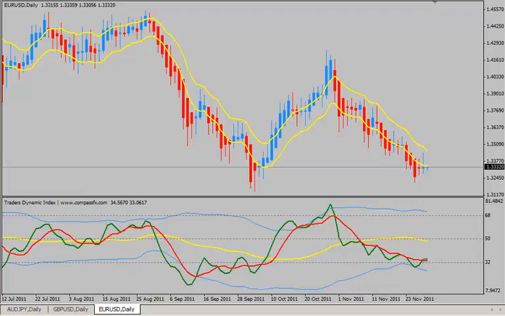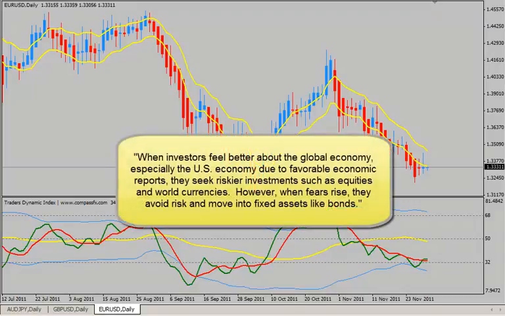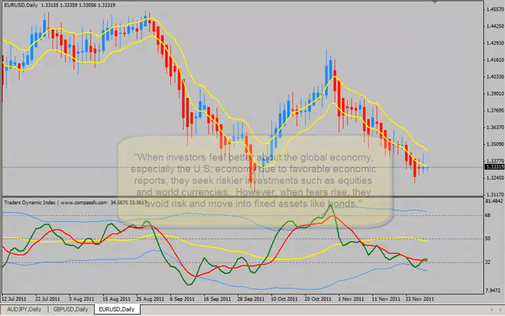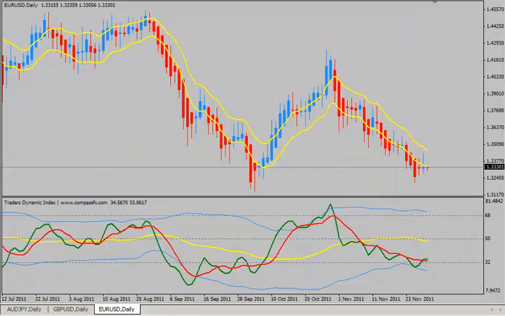It all boils down to sentiment in the marketplace. When investors feel better about the global economy, especially the U.S. economy, due to some favorable economic reports, they seek out riskier investments such as equities and world currencies. However, when fears start to rise, investors get out of these riskier investments and they move into fixed assets like U.S. Treasuries and bonds. This correlation between risk and fear is equally matched to a correlation in asset classes, going from riskier assets into fixed assets.